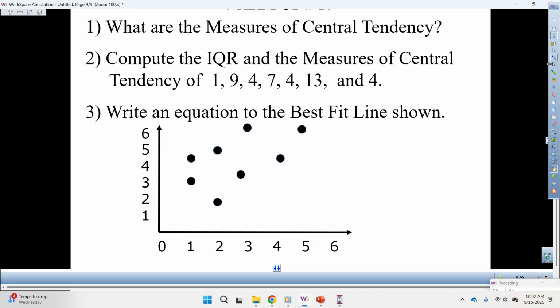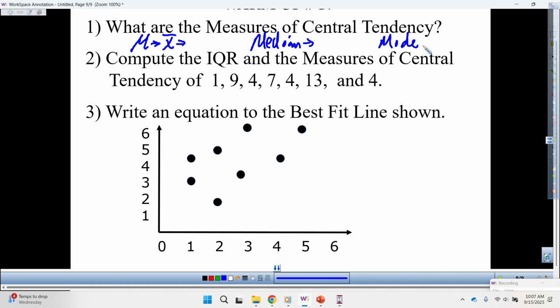All right, here we go. So, measures of central tendency, what are they? Mean, also known as mu or x bar. Median, and mode. All right. So, in order to find that, I need to write these in ascending order: 1, 4, 4, 4, 7, 9, 13. Are we there so far?